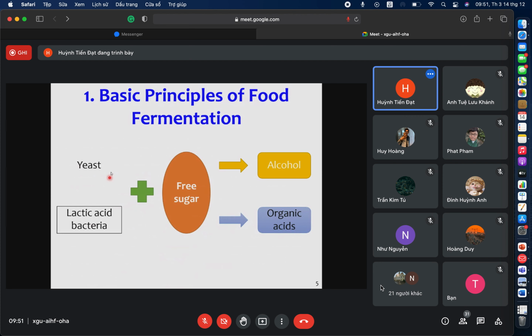We have agents that are very popular, applied in the food industry, such as the yeast and the lactic acid bacteria. Okay. So normally they're using the free sugar as a substrate.